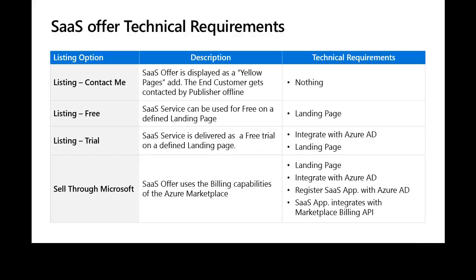All right, so let's talk about the technical requirements for the SaaS offer. So contact me, no technical requirements, free. It's just a landing page where you want the customers to be redirected to. Listing trial is going to be 2 things. One, you're going to need to integrate the provisioning, or your experience where you're going to gather all the information from the user, with Azure AD.